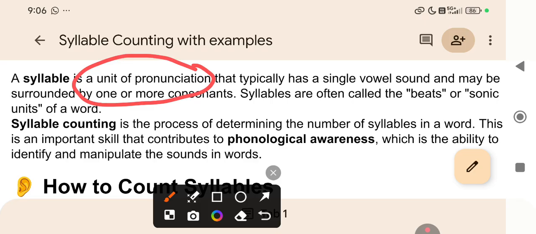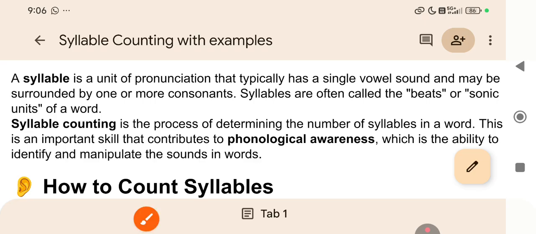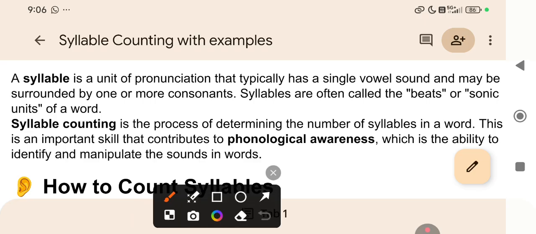That's a unit of pronunciation of a word, right? So here, what is the definition? A syllable is a unit of pronunciation that typically has a single vowel, right? So syllable means a single vowel.